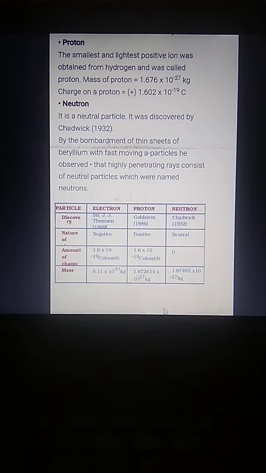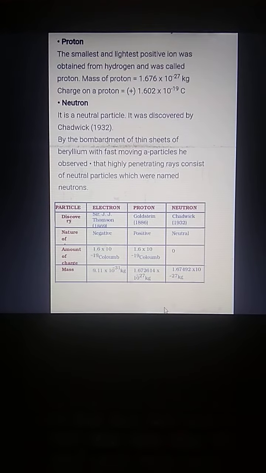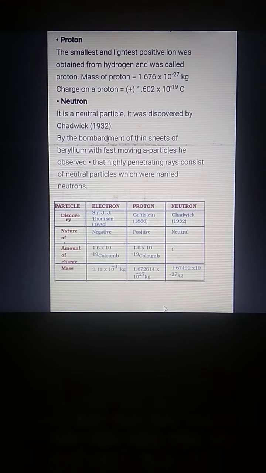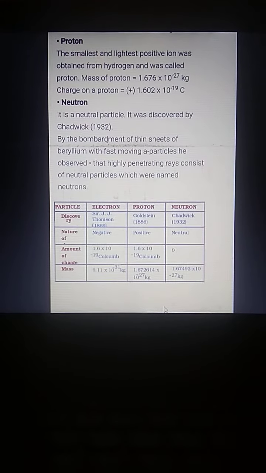So the proton is the smallest and the lightest positive ion, which was obtained from hydrogen, and here the mass of the proton and the charge on the proton are given.